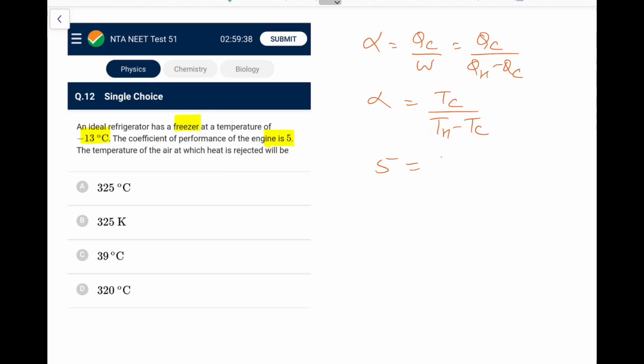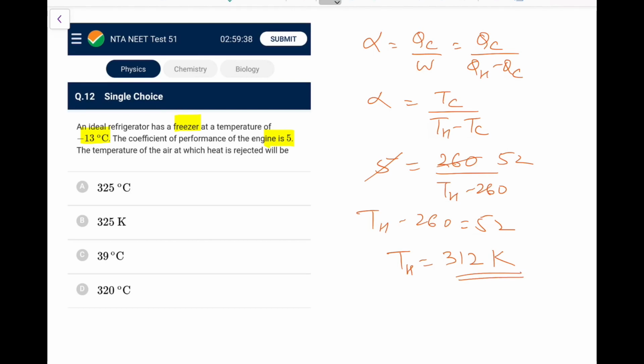Freezer is minus 13. Minus 13 means it is 260 Kelvin. Remember, always put it in Kelvin. Never do it in the Celsius. So this now is 52. So TH minus 260 is equal to 52. So TH is 260 plus 52, so that will leave me with 312 Kelvin. 312 Kelvin, you can make it out, it is 39 degree Celsius.